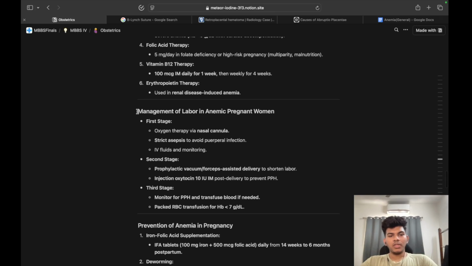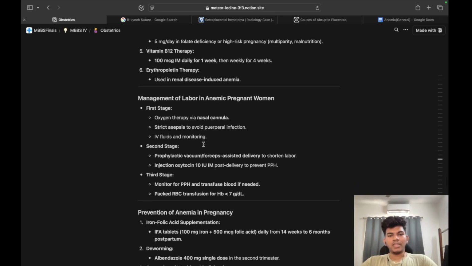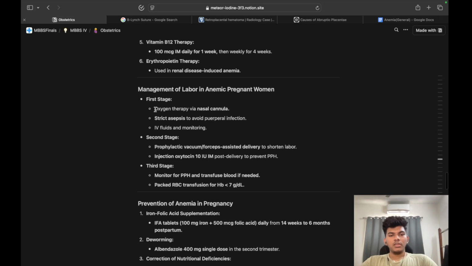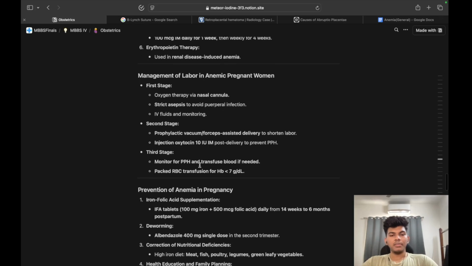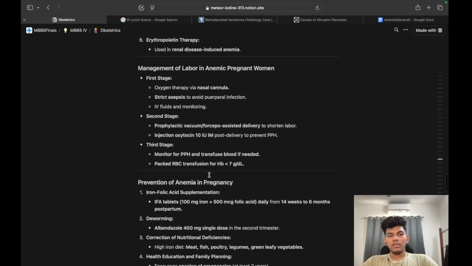Coming to management of labor in an anemic pregnant woman. First stage, then second stage, then third stage. In the first stage: oxygen therapy via nasal cannula, strict asepsis to avoid puerperal infection, IV fluids and monitoring. Second stage: prophylactic vacuum or forceps assisted delivery to shorten the labor, and injection oxytocin 10 international units IM post delivery to prevent PPH. So mainly we are looking at shortening the duration of the second stage and also preventing PPH by injecting oxytocin.